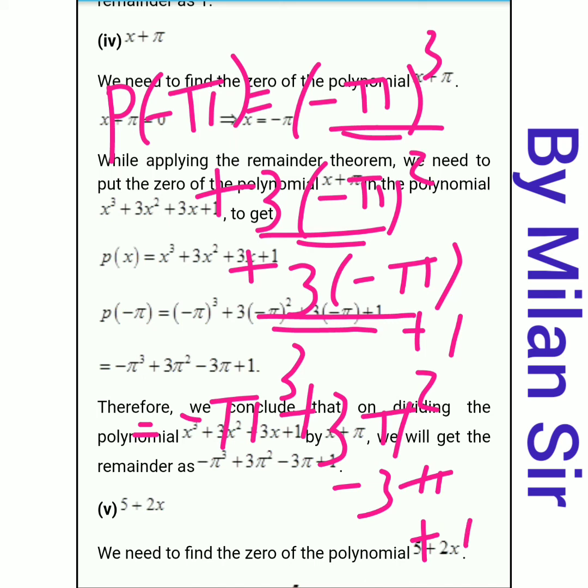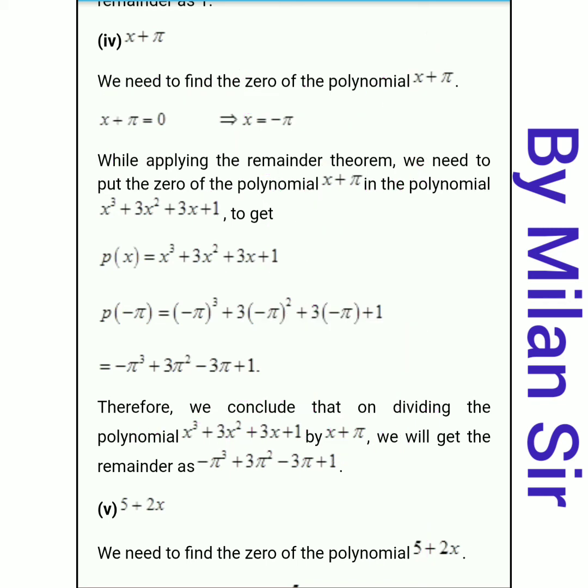This is our final answer because further we cannot simplify it. Right now we don't know the value of pi, so we do not need to put it. This is our final answer and this is our remainder. Okay, so our remainder is minus pi cube plus 3 pi square minus 3 pi plus 1.